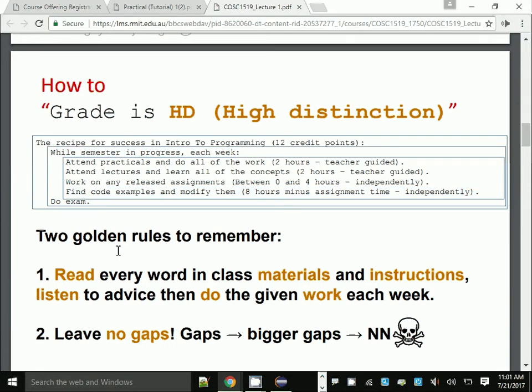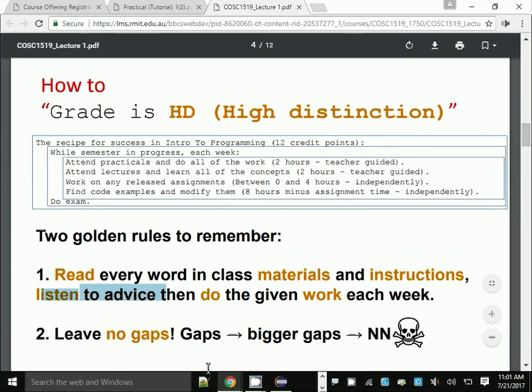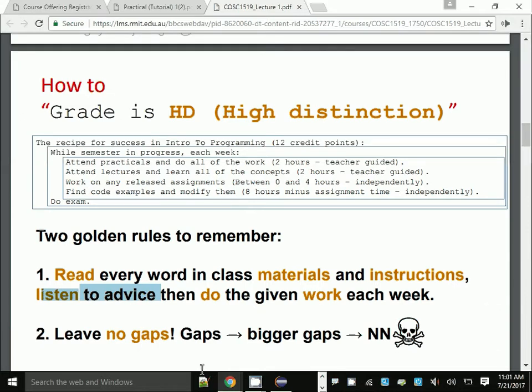All right, so here we have a recipe. A program is also like a recipe. So 2 golden rules. Remember, read every word in class materials and instructions. Everything is there for a reason. Don't skip. All right, so that's actually the next one. Listen to the advice that I give and your instructor or the lab assistants give. If they tell you to do something, do that.